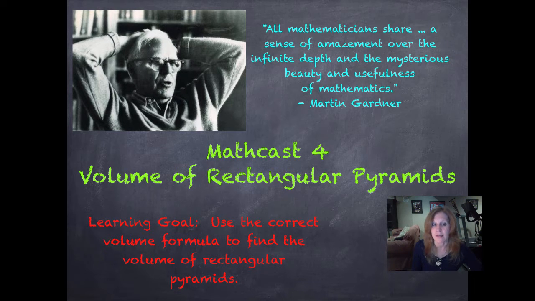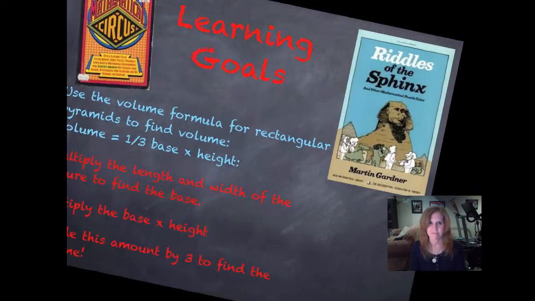Our learning goal is to use the correct volume formula to find the volume of rectangular pyramids. Different solids are going to have different formulas, and finding the volume of rectangular prisms is something we've worked on. So now a pyramid has a different formula, and you'll see what that is in just a minute.